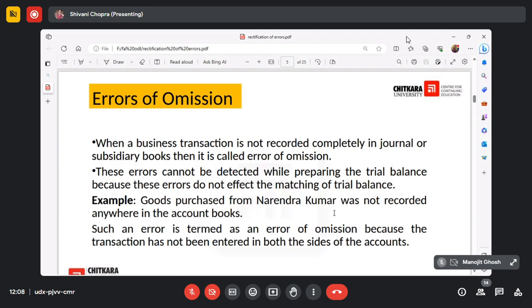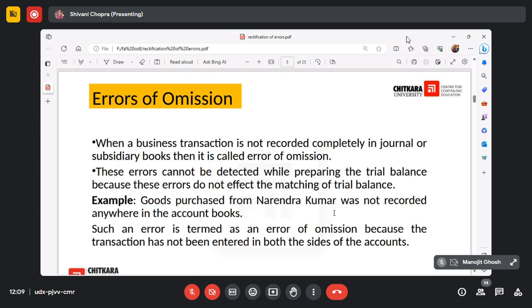So goods, for example, because they won't affect the trial balance, since both the aspects, the debit as well as the credit aspect, have not been recorded. So goods purchased from Narendra Kumar was not recorded anywhere in the books of accounts. That is an error of omission. Such an error is termed an error of omission because the transaction has not been recorded.